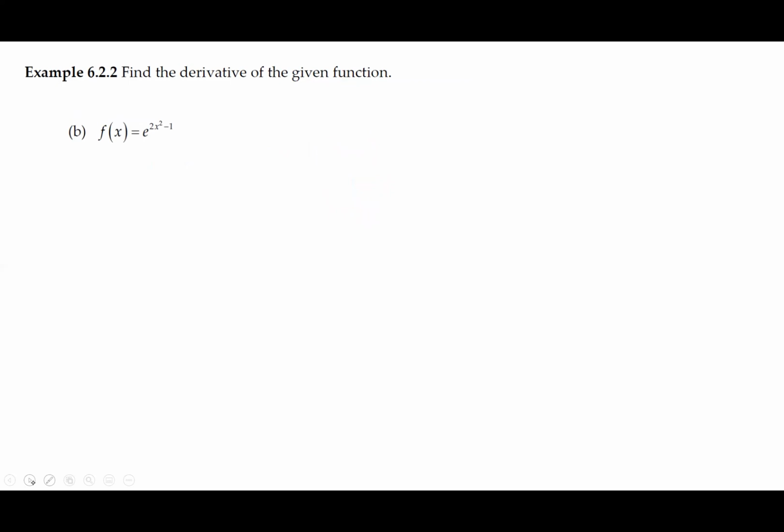How about e to the 2x squared minus 1? Well, f is a composition.